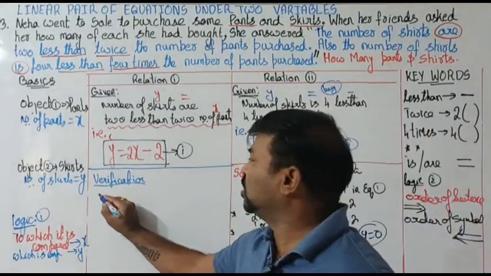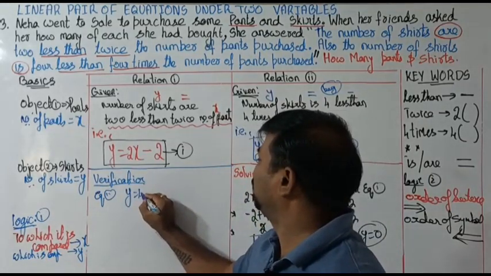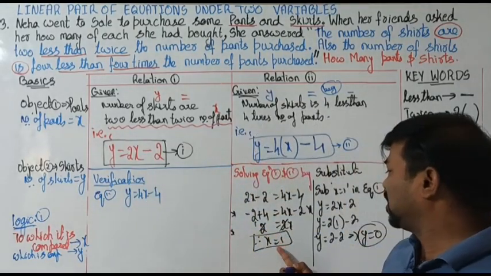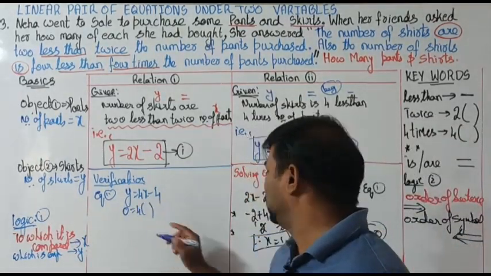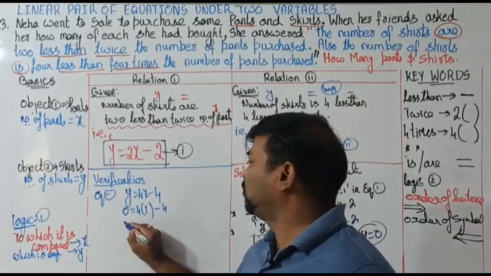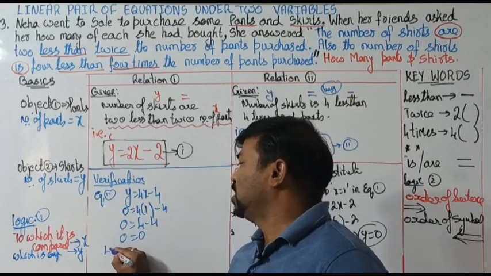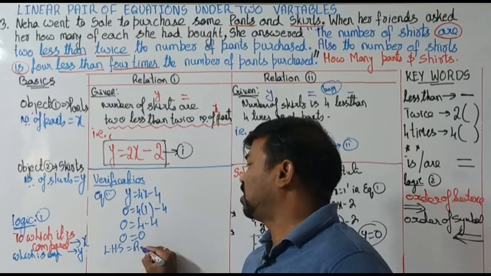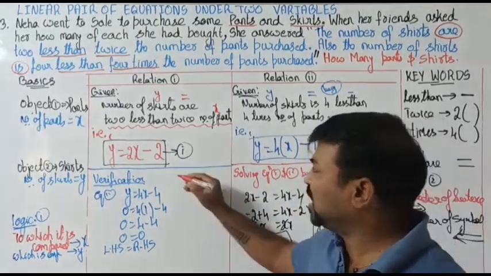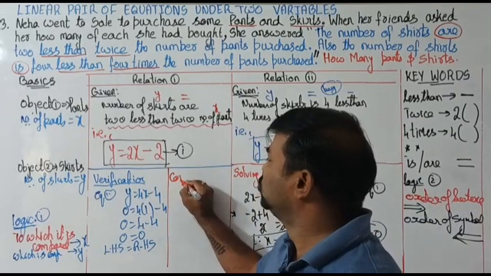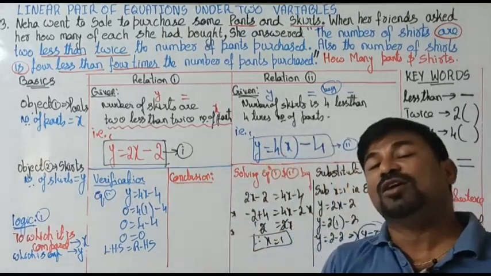Let me take the second equation. So equation 2, what we have is y is equal to 4x minus 4. Let's substitute the x value and y value in that one. So y equals how much? 0 is equal to 4 into the x value, which is 1, minus 4. 0 is equal to 4 minus 4. 0 is equal to 0. LHS is equal to RHS. Yes, we have verified. So after verifying, don't stay there. Conclusion is needed. Conclusion is a must.